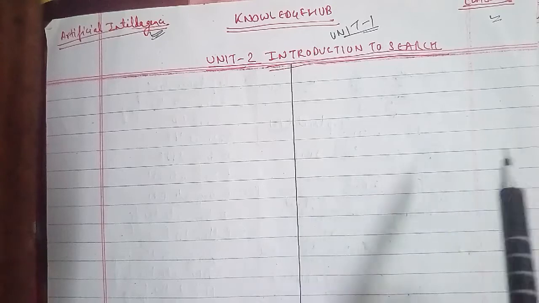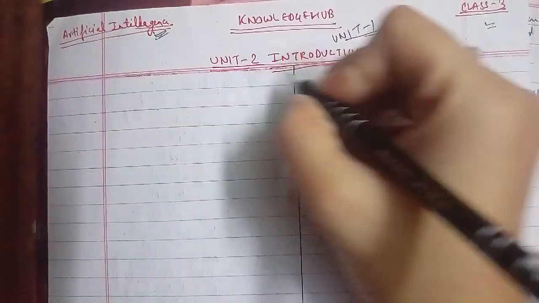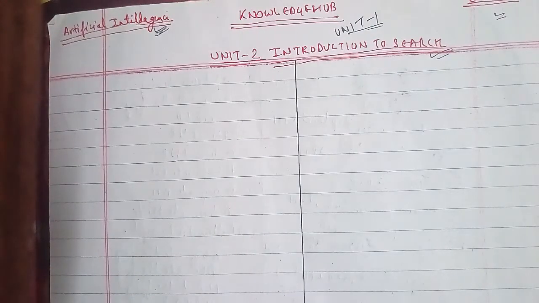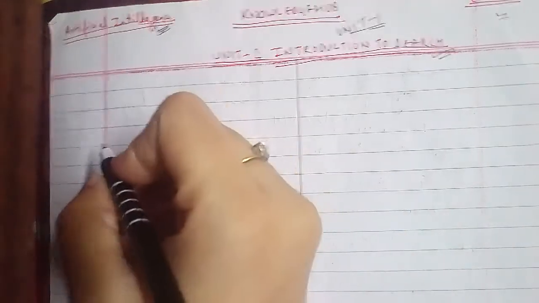So today we'll start with unit 2, that is your introduction to search. Introduction to search, this is the second unit of your artificial intelligence. So now we'll start with this, and starting with this, first we have to know the searching process.